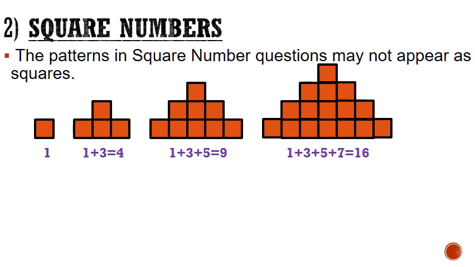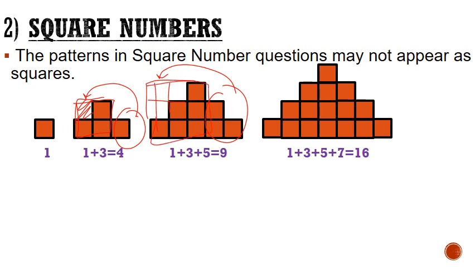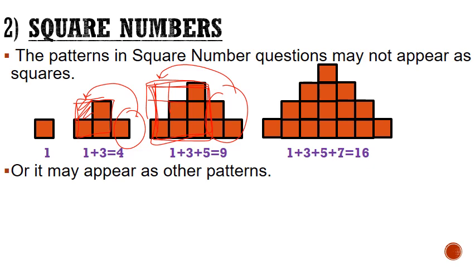The sums are all square numbers: 1, 4, 9, 16. But right now they don't look like a square. If you rearrange them, for example, this one comes over here, this will be a square. Or these three pieces, if I shift it over here, then I will form a square here. Can you see? It may not appear as squares, or it may appear as other patterns.